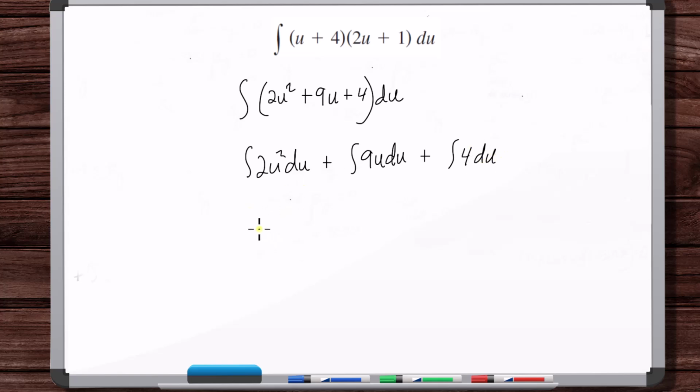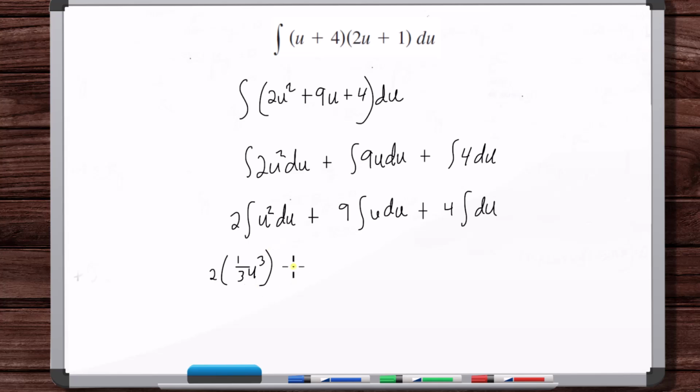Okay, now we can bring constants out front of the integrals. Okay, now we can just use these two. We can use the power rule, and this is just, we know it's going to be u. So it's 1/3 u cubed, 1/2 u squared.